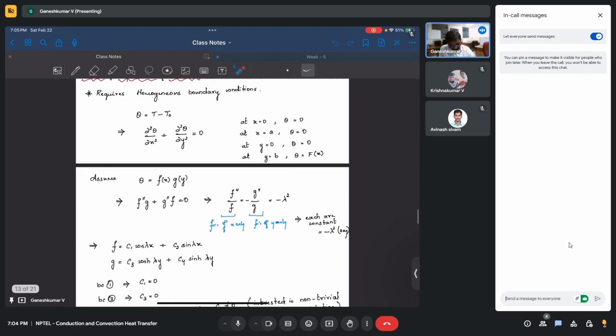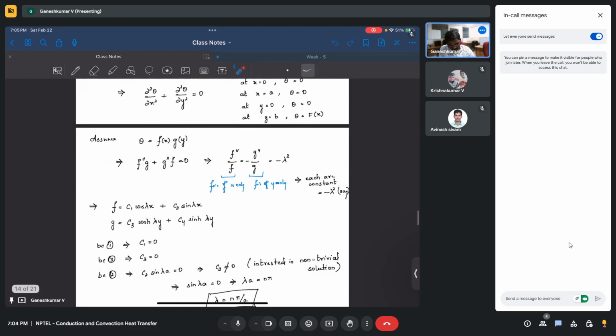Then you assume that this is how the solution looks: a function of one independent variable times a function of the other independent variable, f of x times g of y. If this is the solution, you substitute it in this equation and you end up getting this kind of relation, and at the end you reduce this into a differential equation with one independent variable.